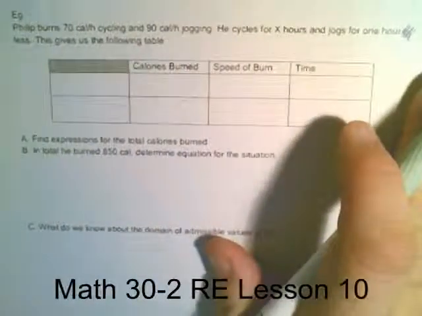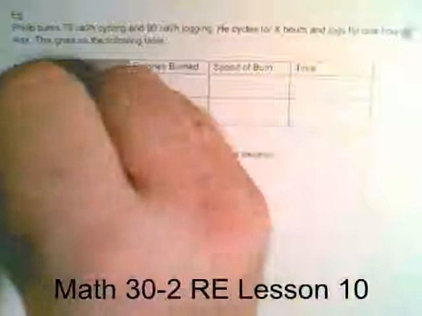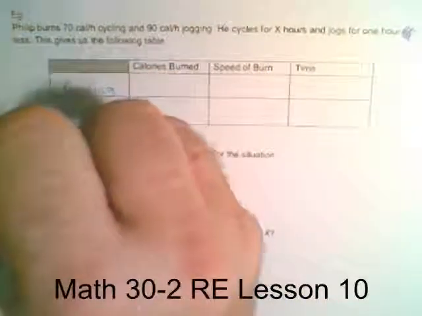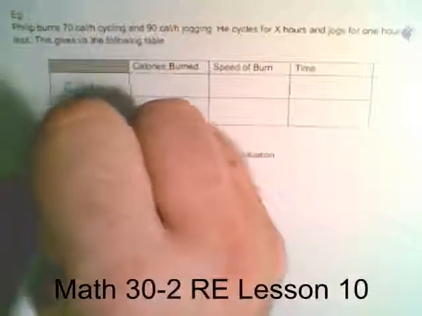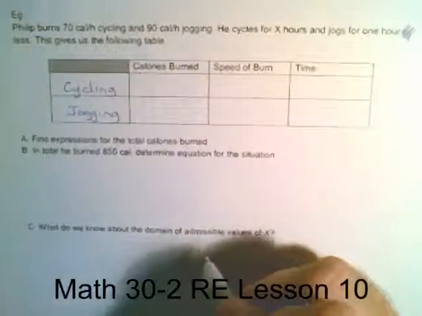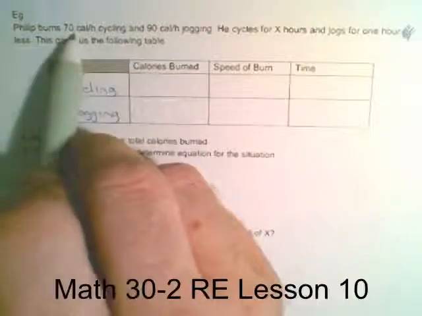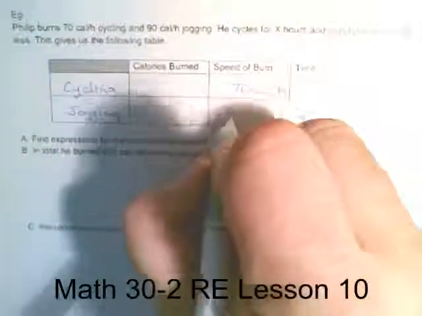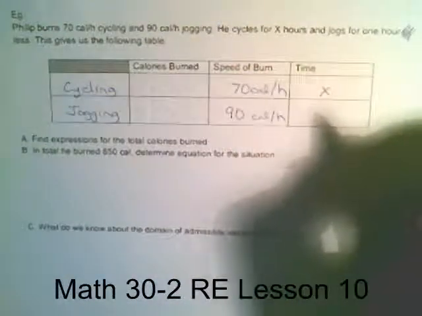So taking a look at another example. Philip burns 70 calories per hour cycling and 90 calories per hour jogging. He cycles for x hours and jogs for 1 hour less. This gives us the following table. Well, I've got cycling and I've got jogging.